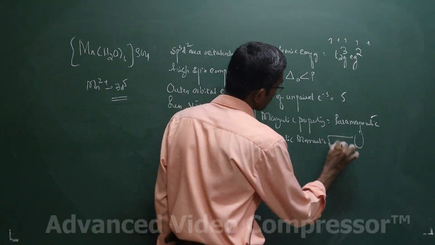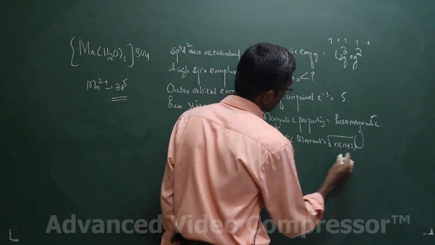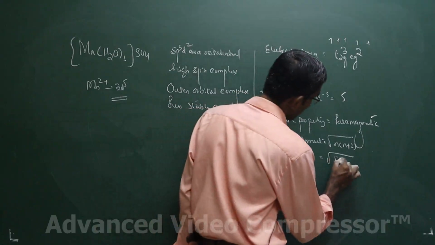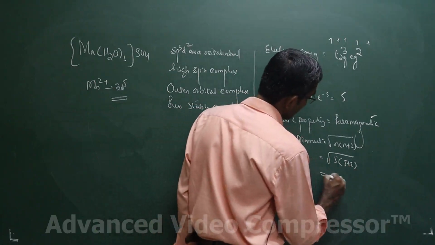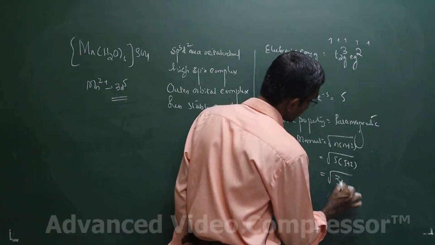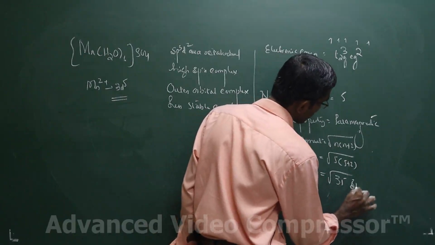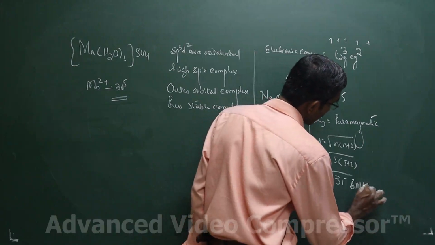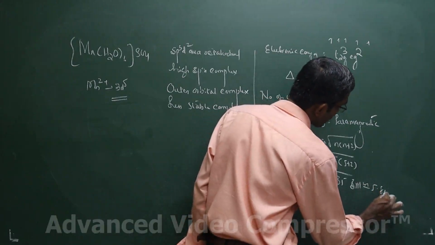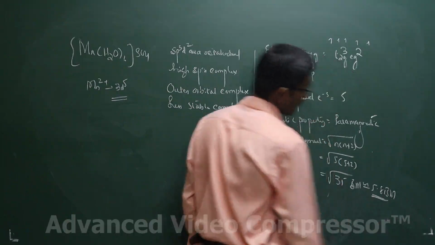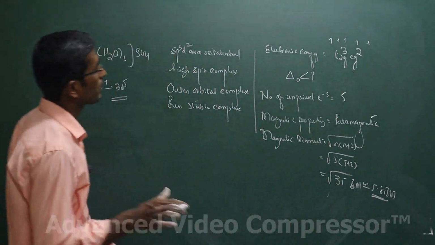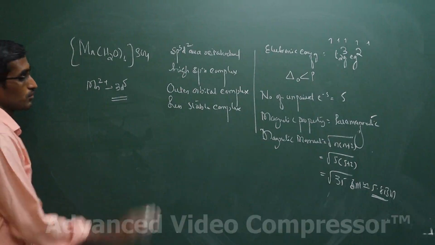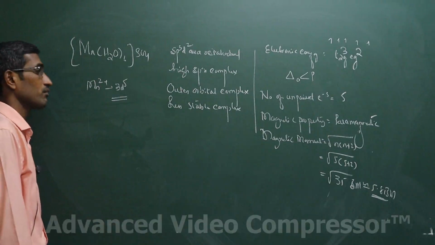Magnetic moment, if someone asks you, is square root of n(n+2) Bohr magneton, square root of 5 into 5 plus 2, that is square root of 7 into 5, square root of 35 Bohr magneton. 35 is close to 36, that means it's approximately 5.8 Bohr magneton. It is in between 5.8 and 5.9. That's it, students. Very simple. Not a difficult one.